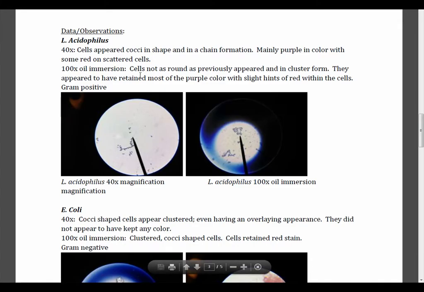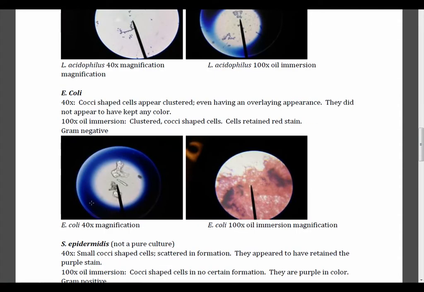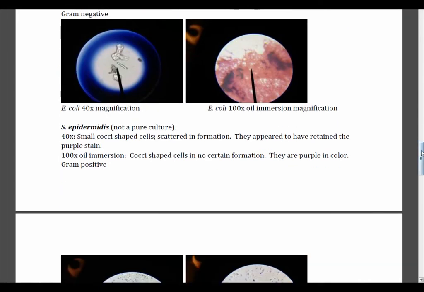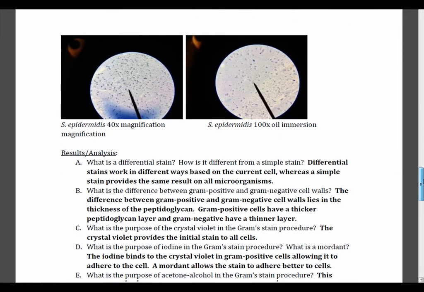And so if we go back here, you can see here is L. acidophilus at a 40 magnification, and here's the explanation or the observation. Cells appear coccoid in shape and in a chain formation, mainly purple, at 100x, not as round as previously appeared. All right, so note that there's an identification of the picture, and then there's an explanation of what is occurring or what you're seeing in that part of the experiment.